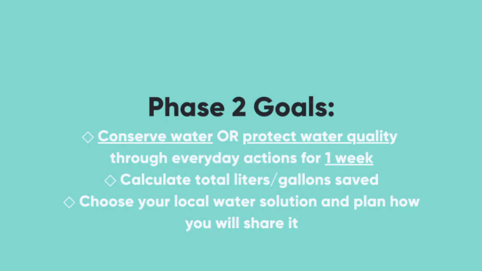Now that you've researched your local water issues and connected with your partner team, it's now time to launch phase 2 of the water campaign, Water Action. Now that you've discovered the water issues that are important in your area, it's time to take action to protect your water resources. During this phase, you will take action individually at home and at school to either conserve water or protect water quality. Then, you will calculate the total gallons of water your campaign team collectively saved over the course of a week by implementing water-saving actions.